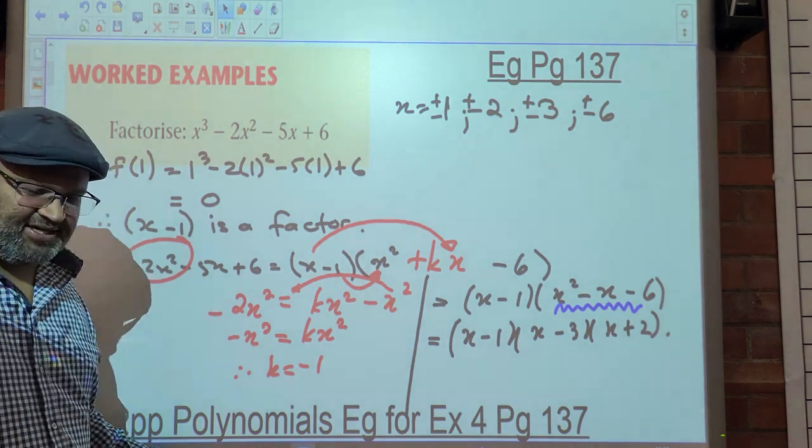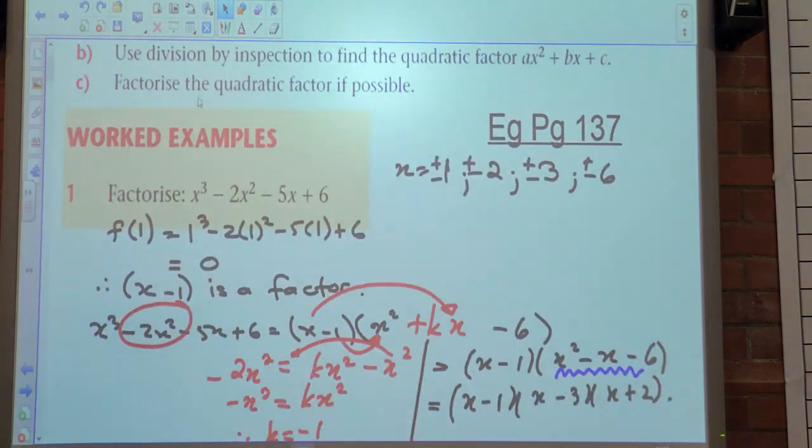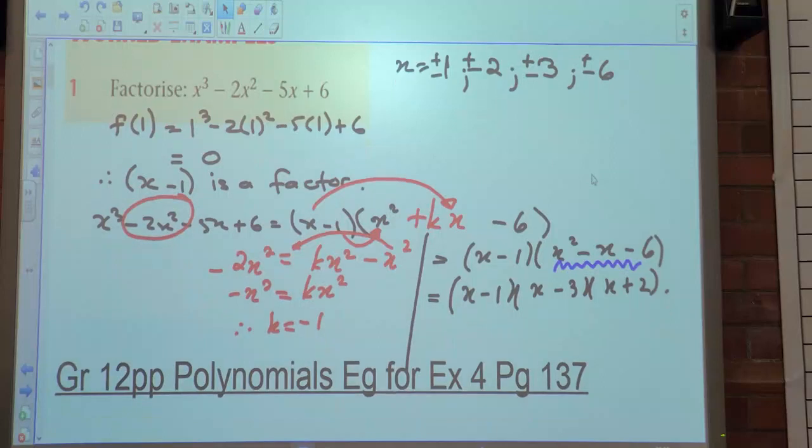And of course, what is the third step? Factorize the quadratic factor if possible. I just factorized it, so step 2 starts here, and then step 3 is to factorize the cubic if possible. People, you guys understand? Let's do the next one.